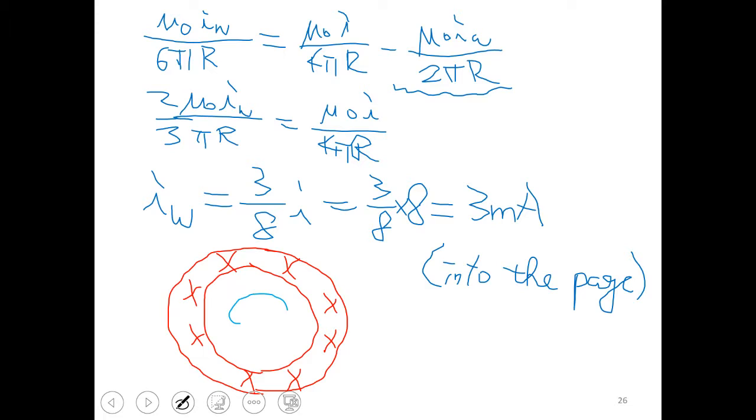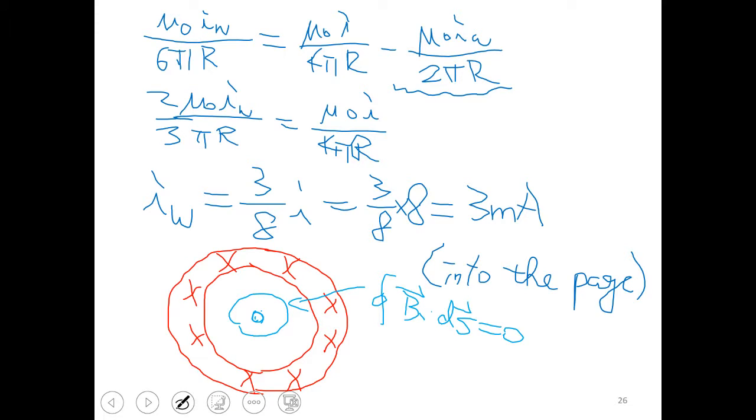I have an Amperian loop here. So there's no enclosed current. So for this one, B dot ds will be 0. And if you further decrease the radius of this Amperian loop until here, then it will also be 0.